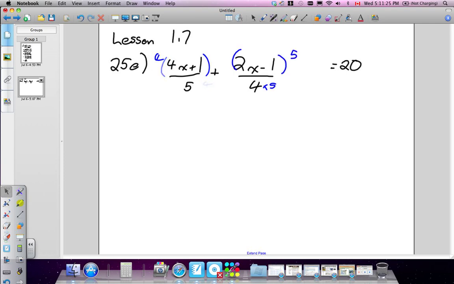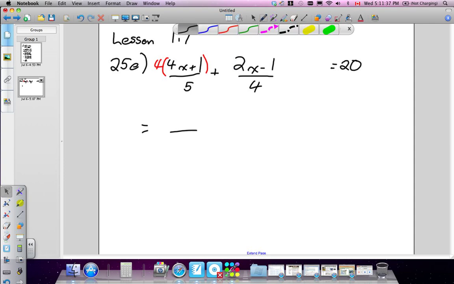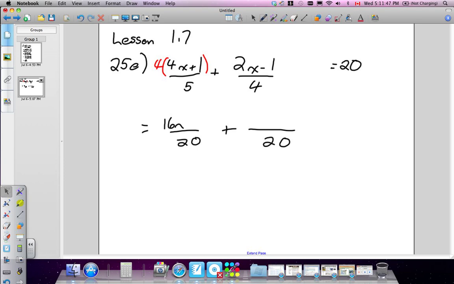So our next line, when I multiply this by 4, I'll do it in red so you know what I'm doing. So I'm multiplying that by 4, right? So our bottom becomes 20, and our other bottom is going to become 20. 4 times 4x is going to be 16x. And 4 times 1. Okay, so we have that. And in our other one, we had to multiply the top and the bottom by 5, right? So I'm multiplying this by 5. We're going to be left with 10x minus 5.